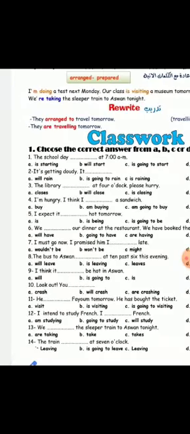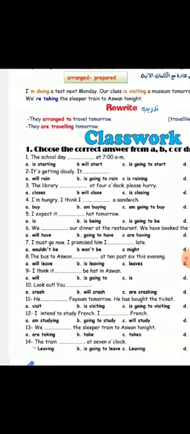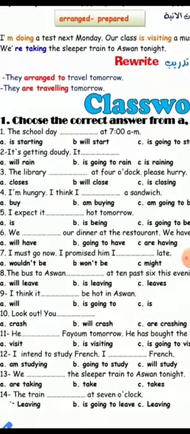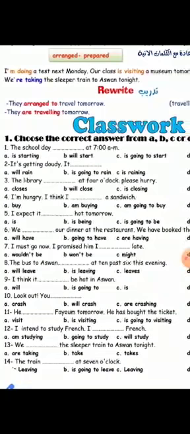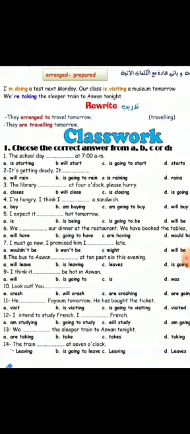Now come to this exercise. Number one, the school day at 7 a.m. is going to start. The answer is starts, because this is a timetable. Number two, it's getting cloudy. This is evidence. It's going to rain. Why? Because it's cloudy.